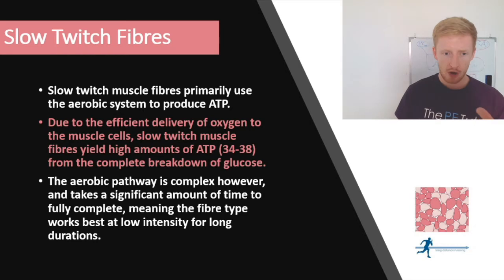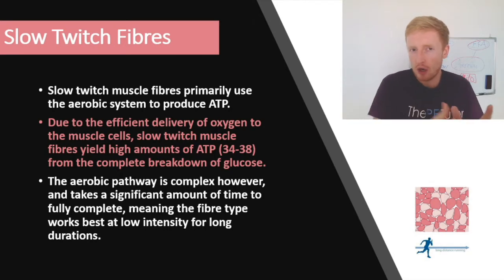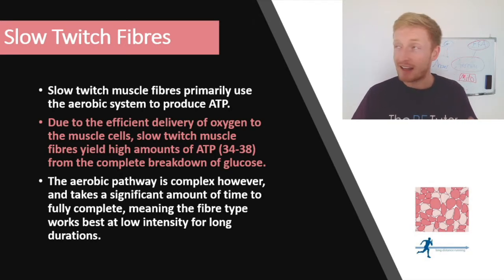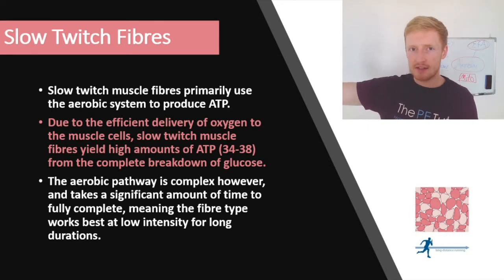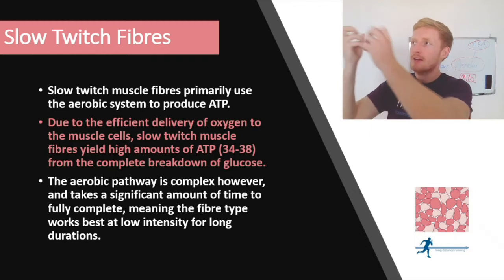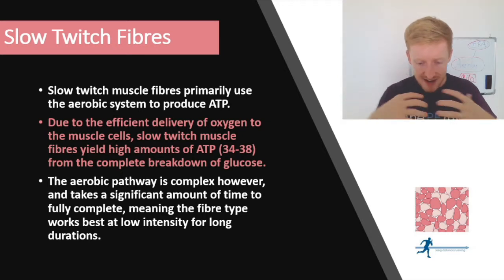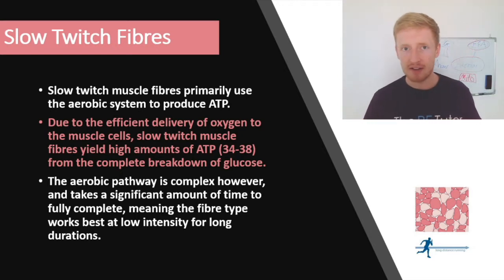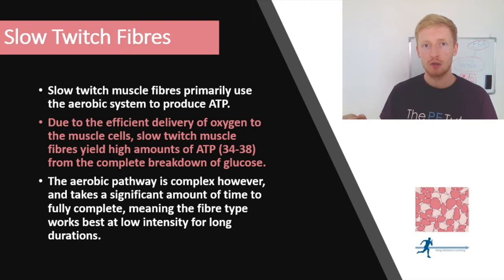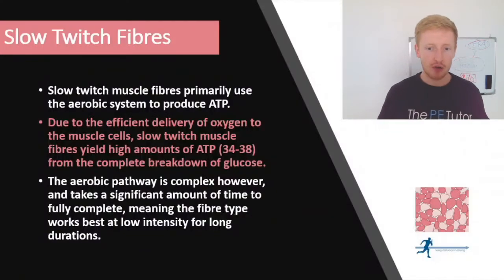So slow twitch fibres. We're looking at sport that takes a little bit of time to find the rhythm, or it lasts longer than just a couple of minutes. It can't be too high intensity, because the harder we work, we're going to miss out on that oxygen surplus. We're not going to have enough to actually break down glycogen and free fatty acids because there isn't enough oxygen. So long duration, moderate intensity exercise. You should have a couple of examples inside your head.